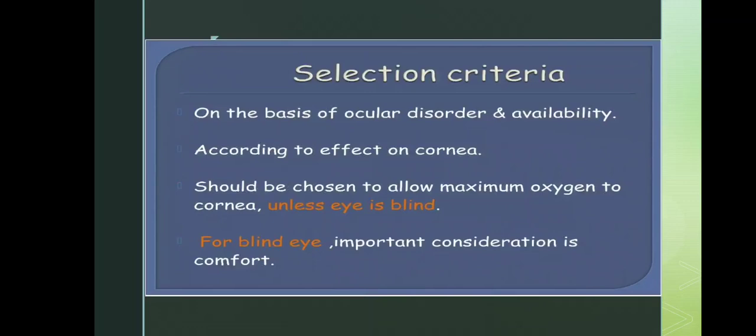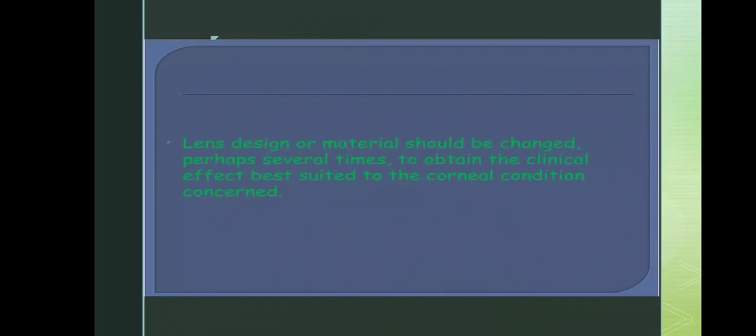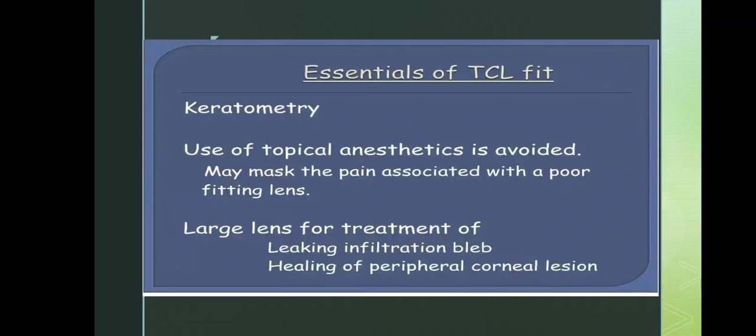The selection criteria are on the basis of the ocular disorder and availability. According to the effect on the cornea, the lens should be chosen to allow maximum oxygen to the cornea, unless the eye is blind. For the blind eye, the important consideration is comfort. The lens design or material should be changed perhaps several times to obtain the clinical effect best suited to the corneal condition concerned.